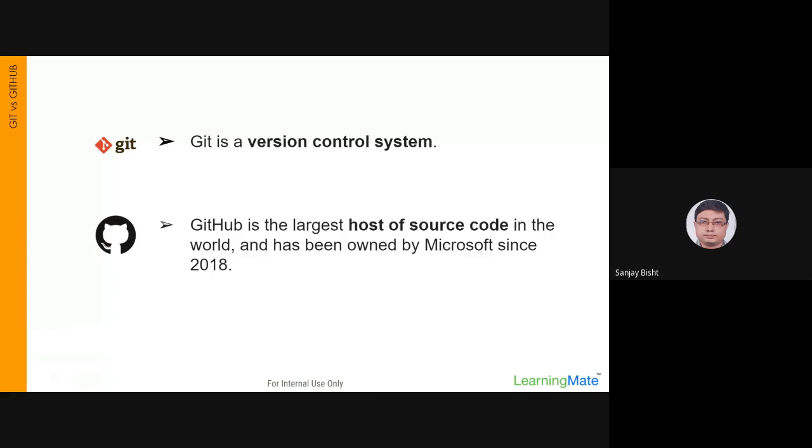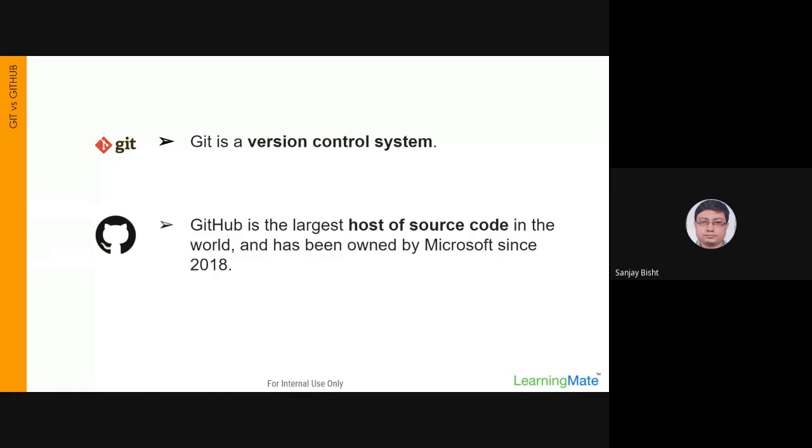So what is GitHub then? GitHub is very different from a version control system. First of all, it is not a version control system, it's not a tool. GitHub is basically a host of source code. It is a place where people can keep their source code. And GitHub is using Git.